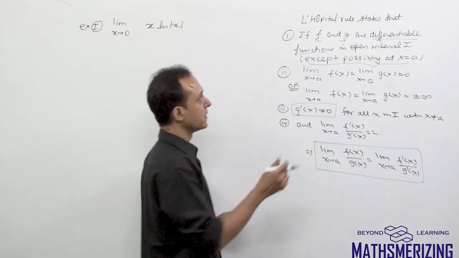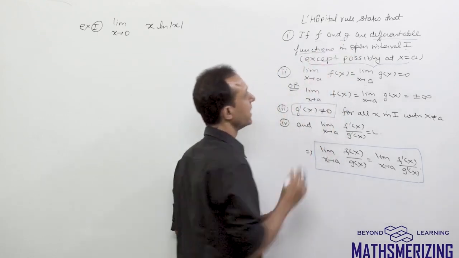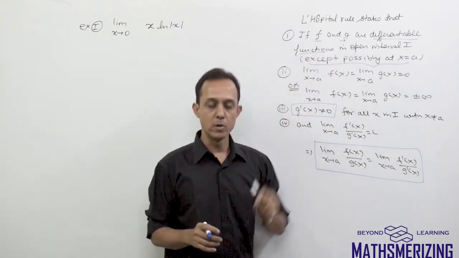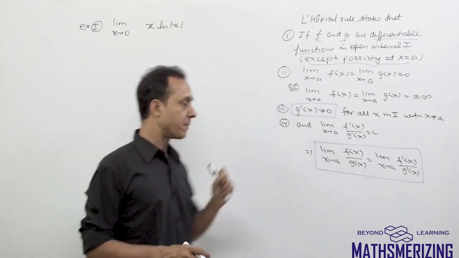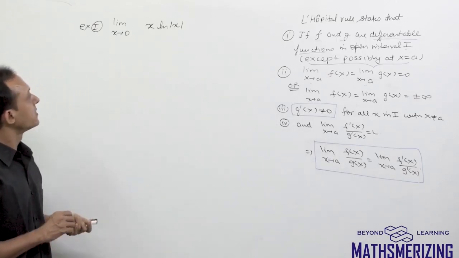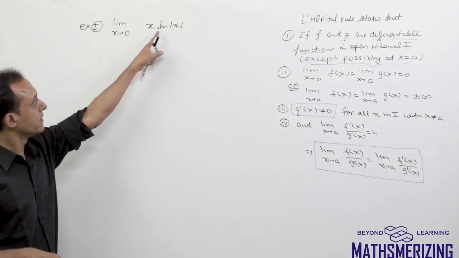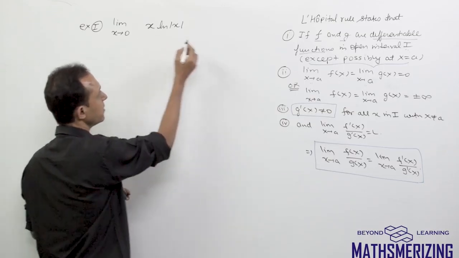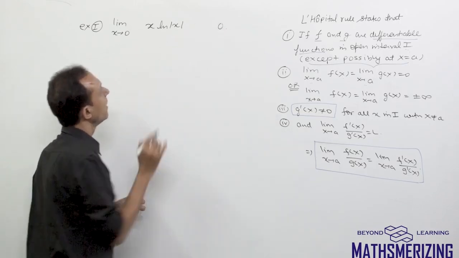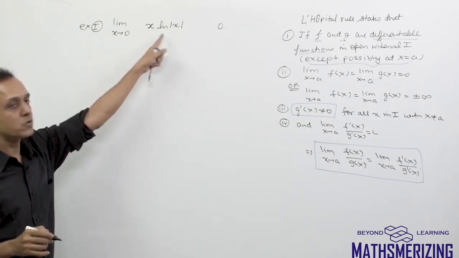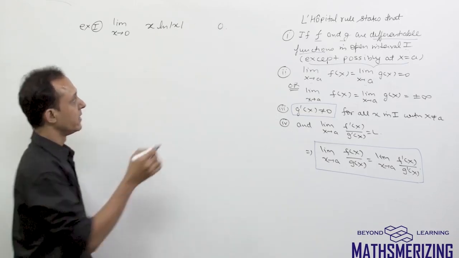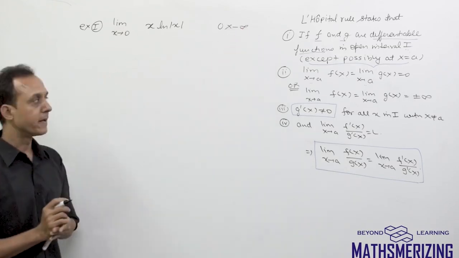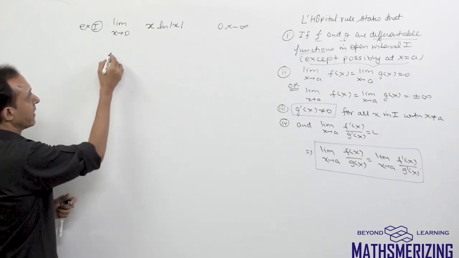Now the first condition is that these functions f(x) and g(x) have to be differentiable functions except possibly at x equal to a. So let us take an example, which is the limit as x tends to 0 of x log|x|. Now if I put x as 0, it'll be 0, and then log 0 tends to minus infinity. So it is 0 into minus infinity form.